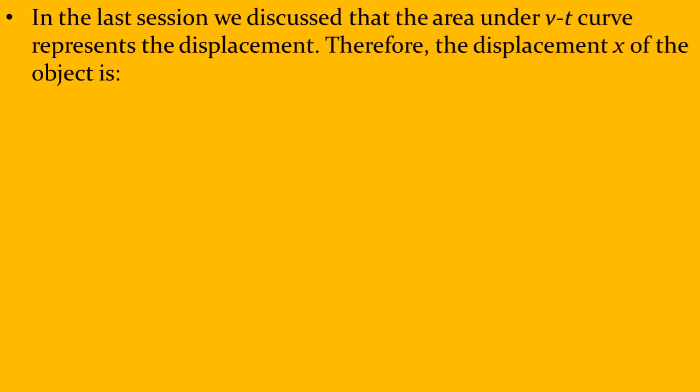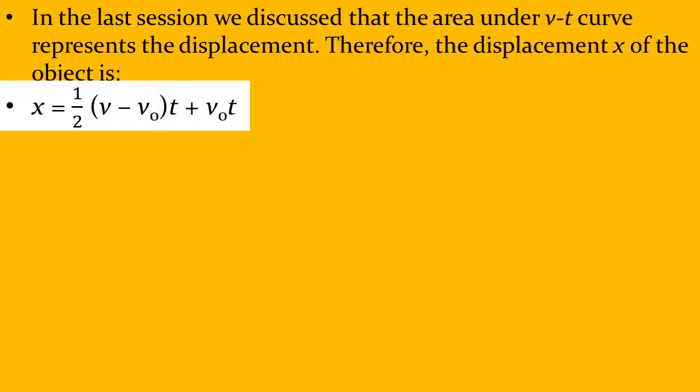In the last session, we discussed that the area under the vt curve, the velocity time curve, represents the displacement of an object. Therefore, for the displacement x of this object, I can write x as the area we saw: half into v minus v0 into t plus v0t.